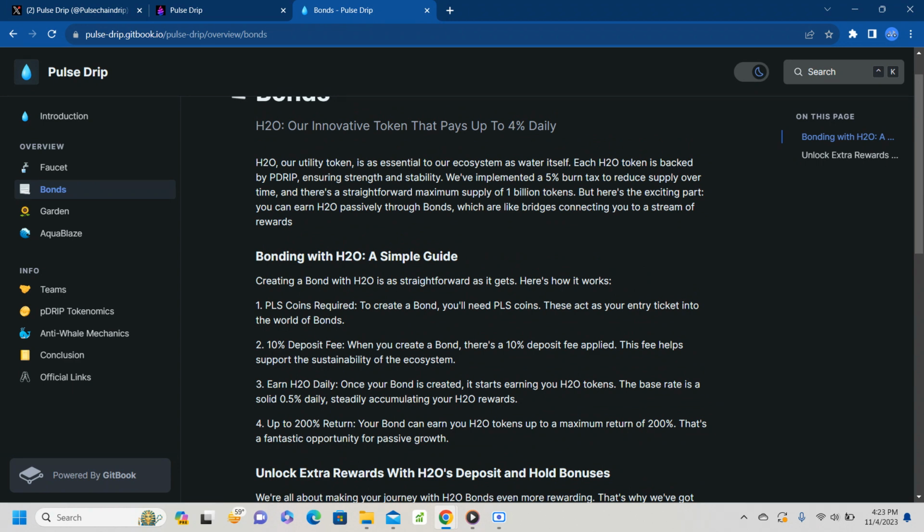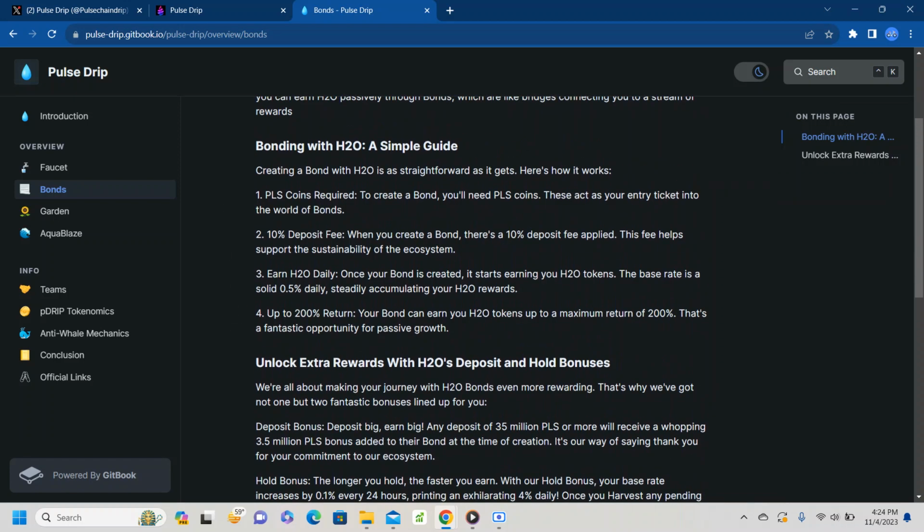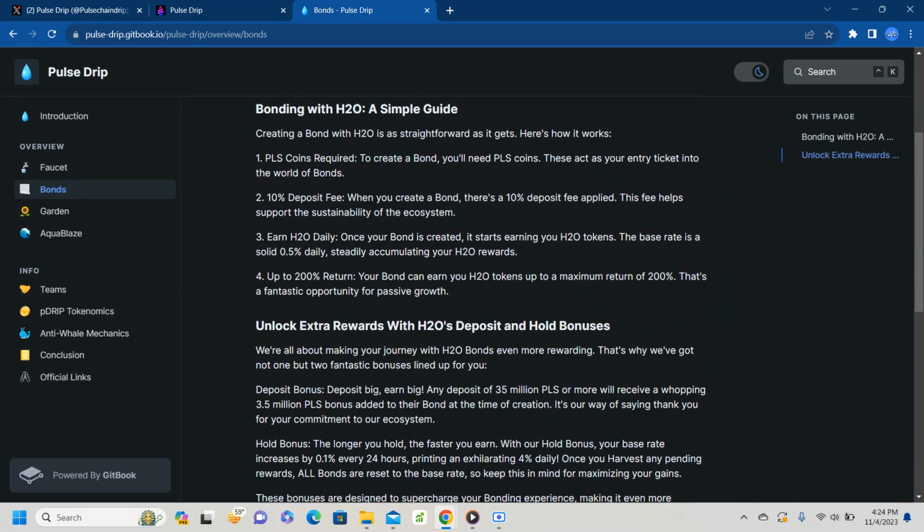And then there's some more information here, and it says how it works. PLS coins required to create a bond, which we saw in the video. You'll need PLS coins. These act as your entry ticket into the world of bonds, right? So again, you're doing that bond of H2O. You're bonding, and that essentially is how it works.